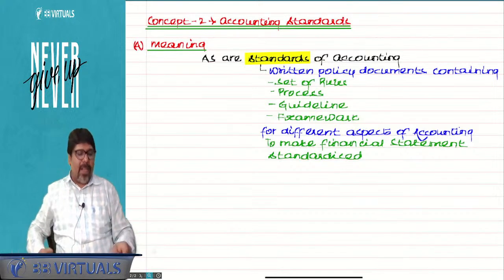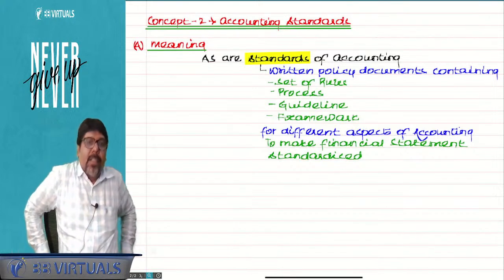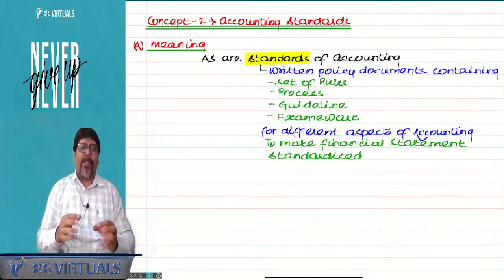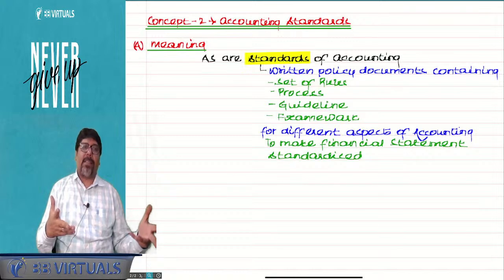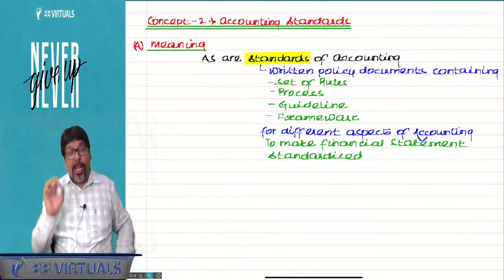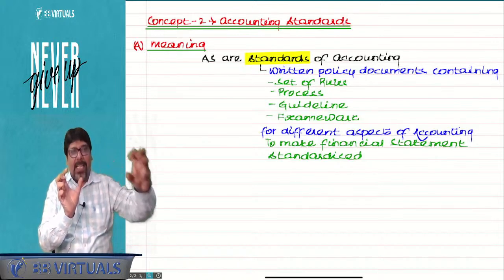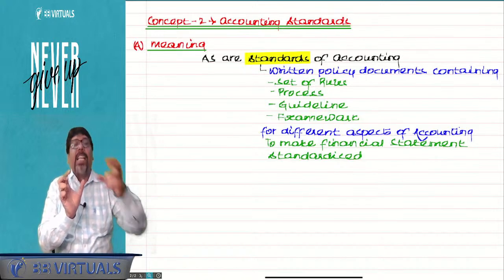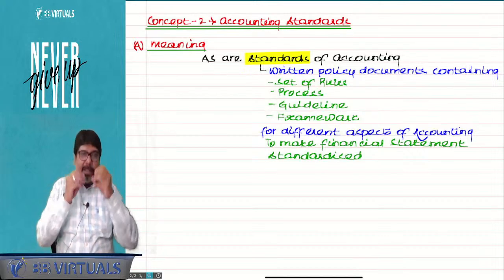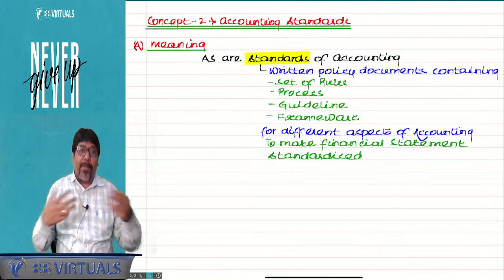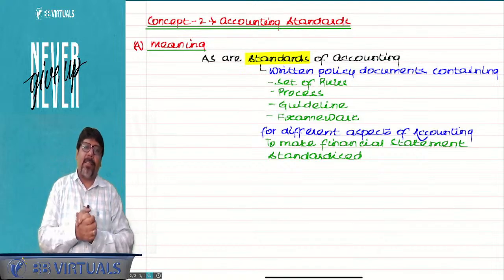Correct. To make anything standardized, same, similar, alike, you need to have a standard process. Yes or no? So now you understood the meaning of the word standard. To make anything standardized, we must have a set of rules. That set of rules, documents, framework, guidelines, processes, is nothing but standard.